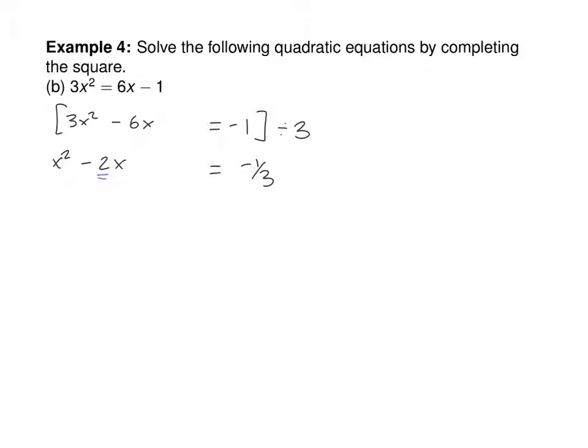So what's half of negative 2? Negative 1. Tristan, stay awake. 1 squared is? 1. So add 1 to both sides.